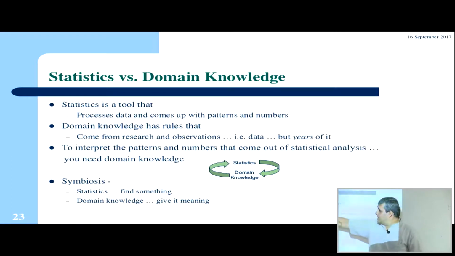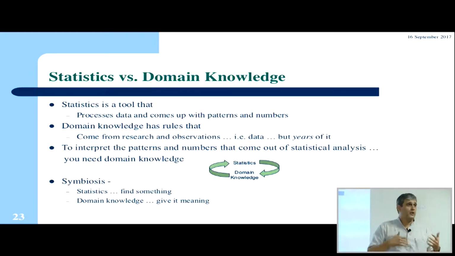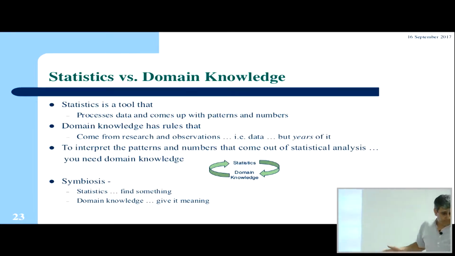And then all the rules that are built into domain knowledge come out of data and observations, as we said earlier. It is a scientific study of language, so it is based on data and observations. So, these feed into each other and they should feed into each other. It should be a symbiotic relationship between statistics and domain knowledge. Unfortunately, it is not so, or I observe more and more that this domain knowledge part is being ignored or maybe forgotten.